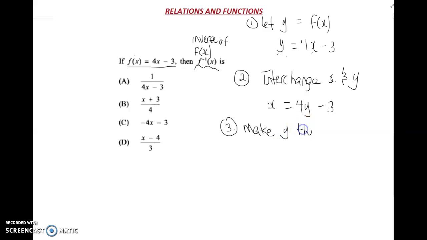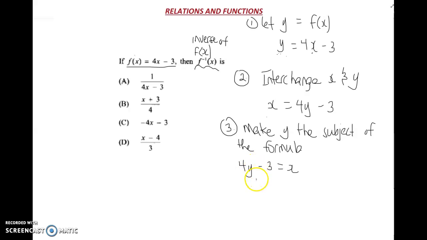And then the third part, which is more or less our last part, we are going to make y the subject of the formula. So we have that x equals 4y minus 3. So let's write it over here. I'm just going to write it this way. I already have y on my left-hand side. I'm going to start moving things across, so I have y alone on the left-hand side.